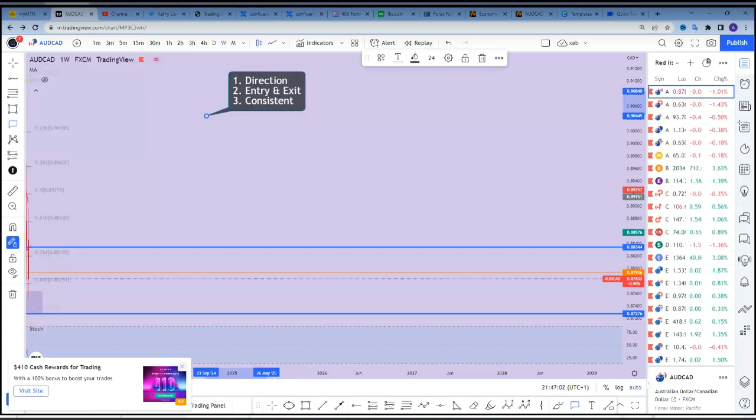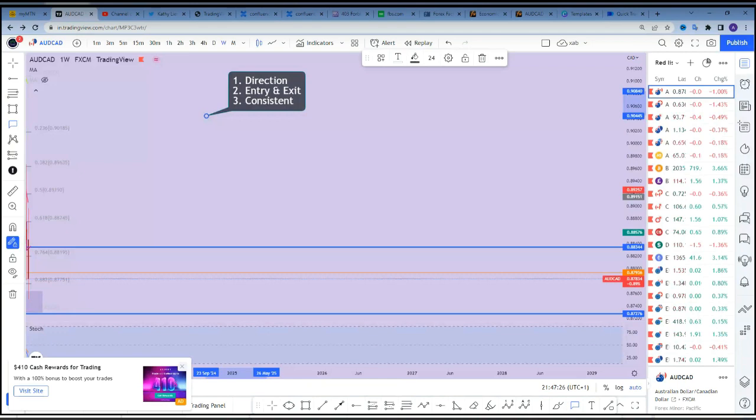That's one. Two, when you don't know the direction, it will be difficult to know where to place your stop loss and take profit. Your risk management will not be fruitful because you don't even know how to manage your risk at that point. So it's important for you to know what direction the market is going.